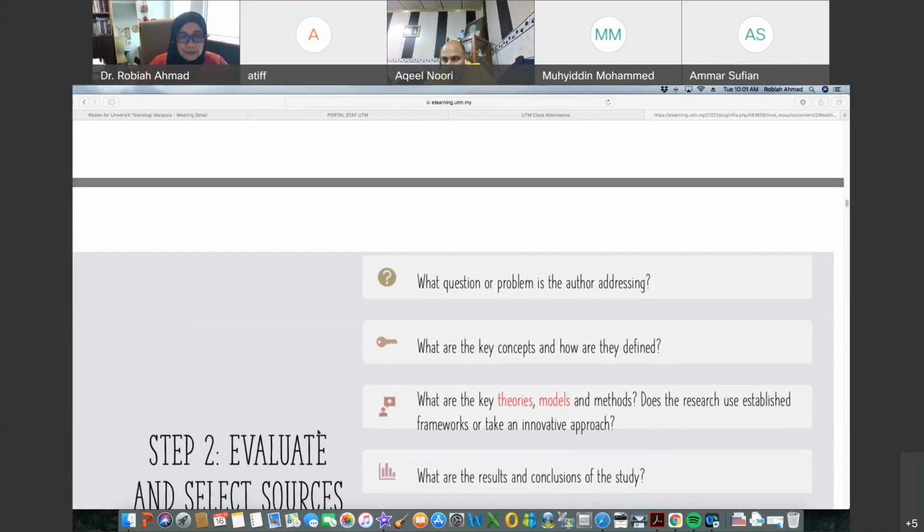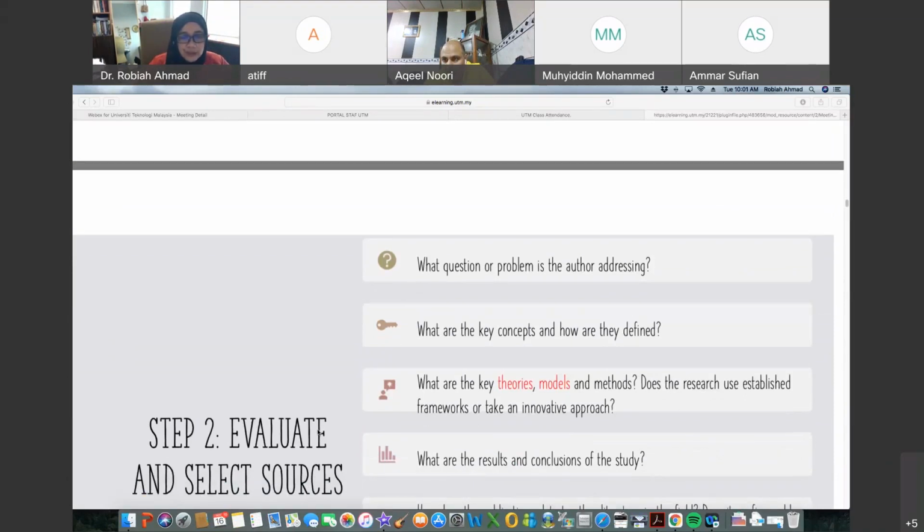Okay, so step 2. Evaluate and select sources. What question or problem is the author addressing? So where can you find this one? Question or problem, class? In which section of the journal paper? Question or problem?